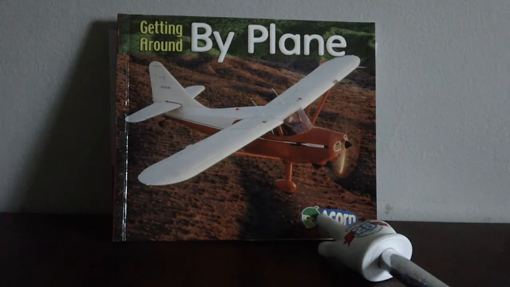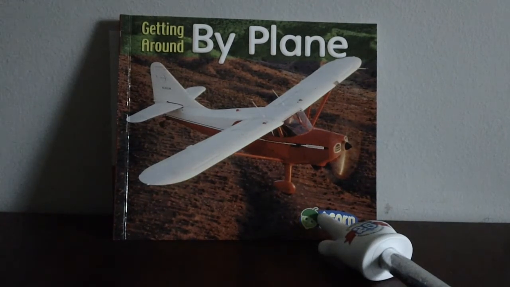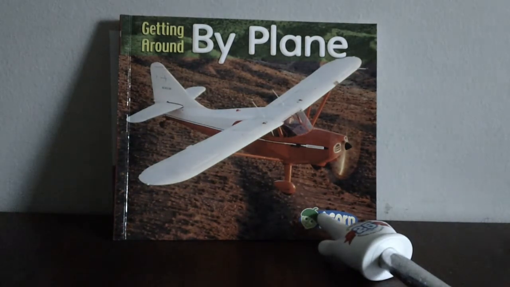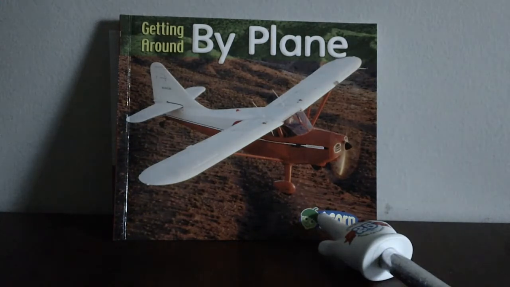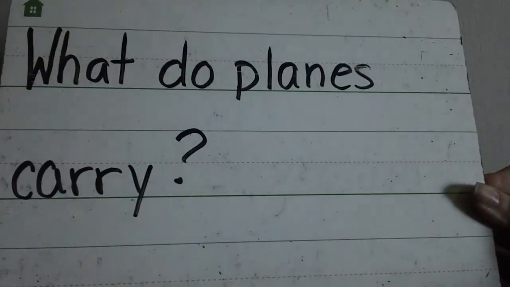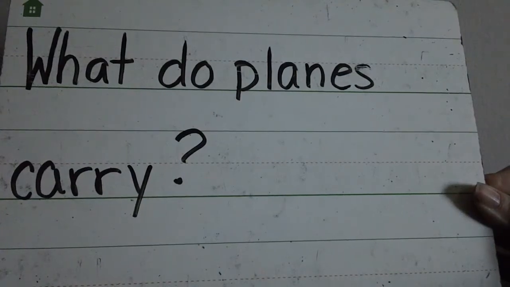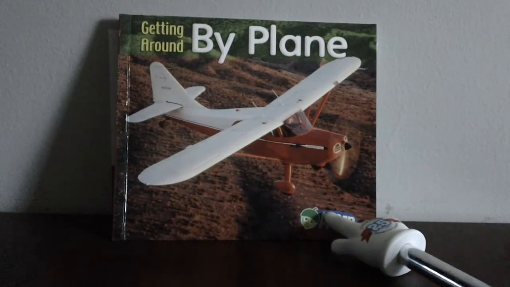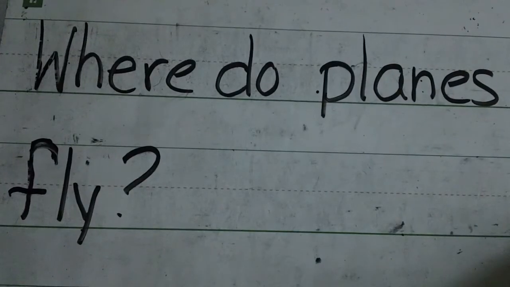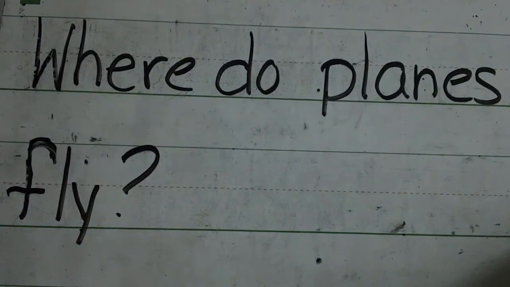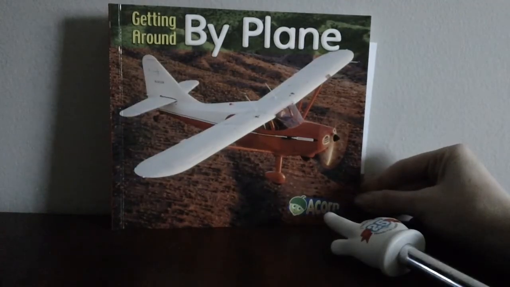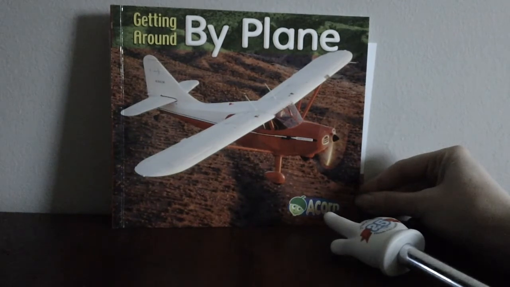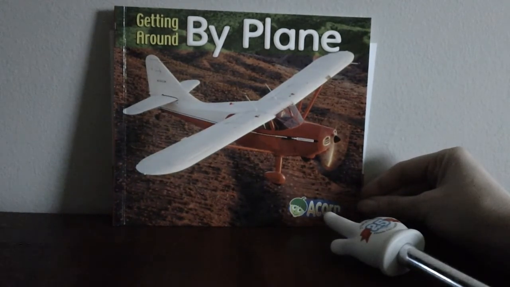Our book taught us a lot of different things about planes. Where they fly, what kind of things they carry, and many, many other facts. I have some questions. According to our story, what did planes carry? Our book told us that planes carry people and cargo. What did our story tell us today about where planes fly? This book told us that they fly over cities and mountains, the country, water, and even above the clouds.